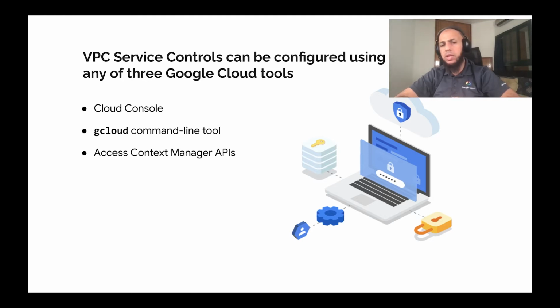I can go to the Cloud Console. I can use the gcloud command line tool, or I have the Access Context Manager APIs as well that I can leverage to be able to define what kind of devices I can allow and basically create the service perimeter itself.